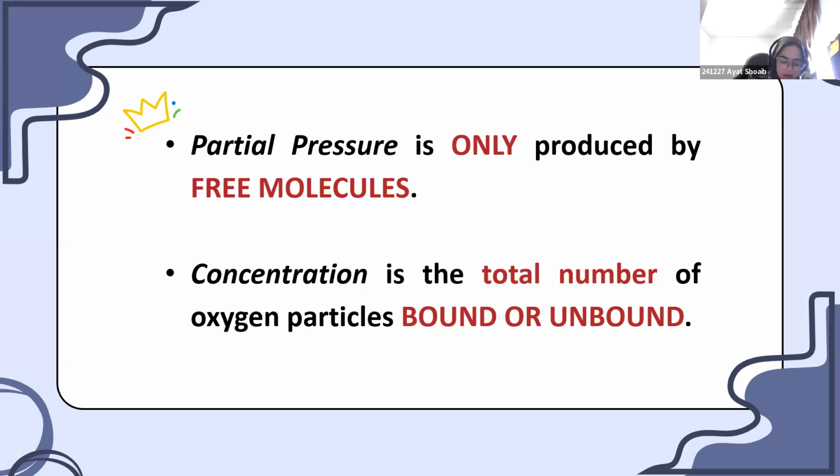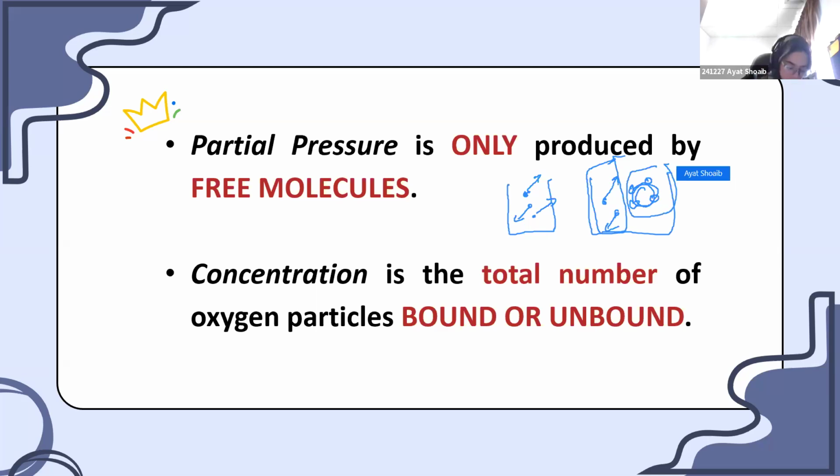For example, these are free molecules, and they exert their own partial pressure. And over here, this is hemoglobin, and this is oxygen on it, and this is free molecules. Here, for the concentration, you're going to count both the free molecules and the bound molecules. So it's going to be both. Remember this.